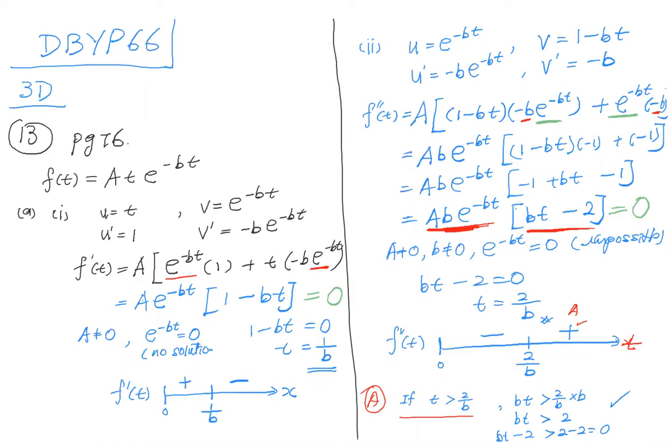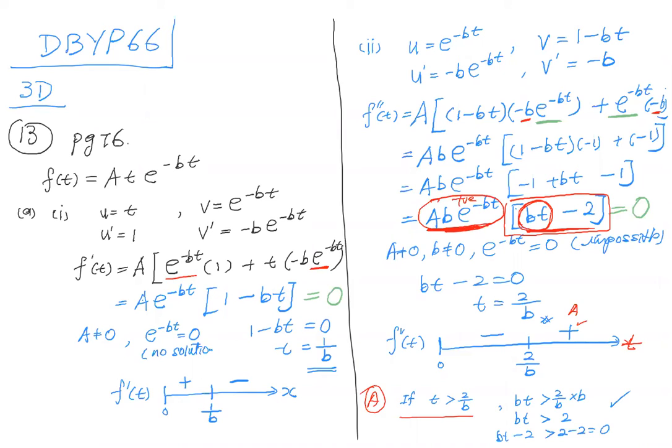Because here, that is the one that controls the whole thing. Because this whole thing is positive, this whole thing is positive. You have no doubt of that, because the question says a is more than 0, b is more than 0, and e to the power of something definitely is more than 0. So the whole thing will be controlled by this expression. You see or not? Okay, got it?